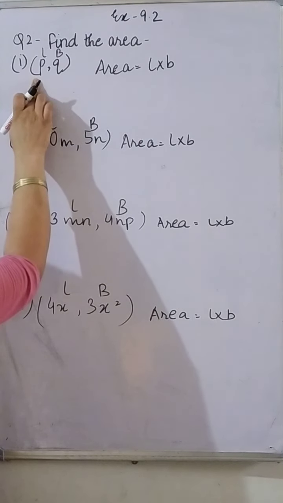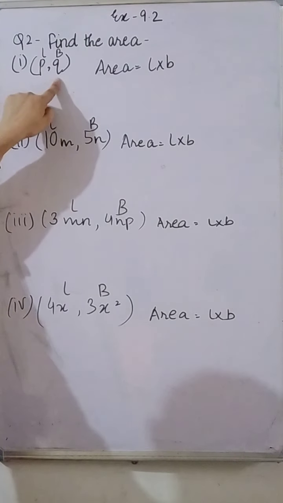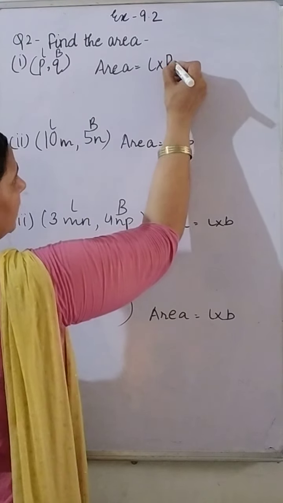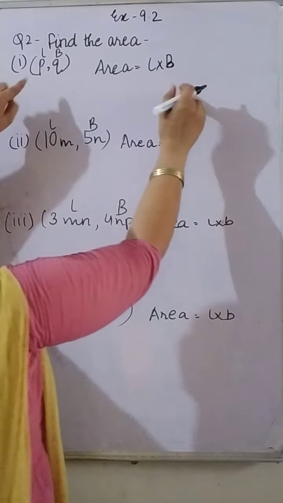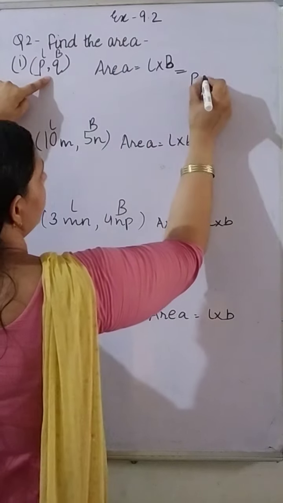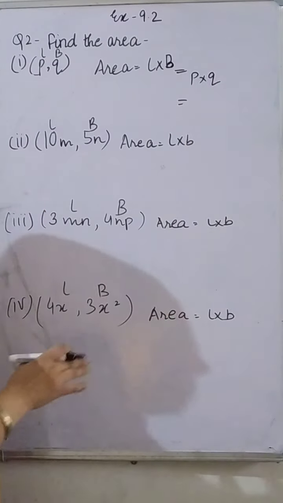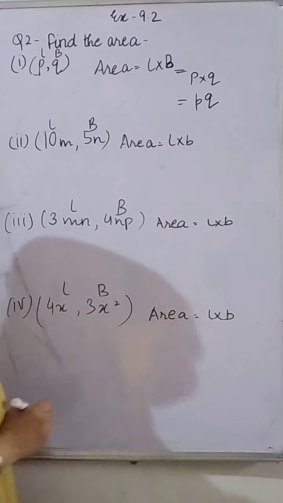Let the first monomial be for length and the second for breadth. Length and breadth are given. Find the area. What is the area of a rectangle? Area of a rectangle is length into breadth. So what is length? The first expression P, and breadth is the second, Q. P into Q. Both are unlike terms, so it will be PQ.